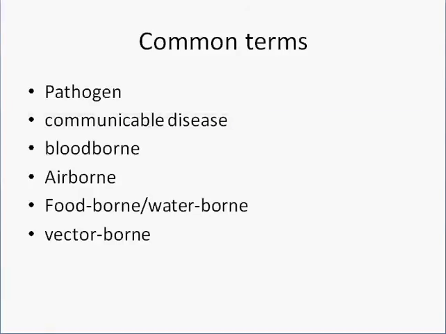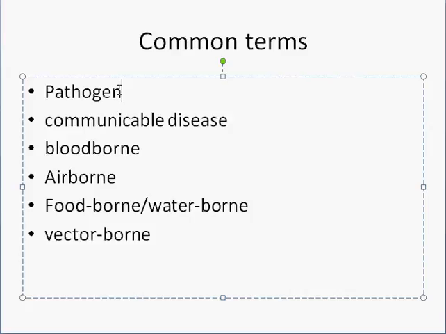Alright, so here are some very general terms on diseases. When you say pathogen, you're referring to a disease-causing microorganism. A disease that's able to be transmitted from and to, directly or indirectly, is referred to as a communicable disease. Something like TB, HIV, hepatitis, and so on and so forth would be communicable diseases.